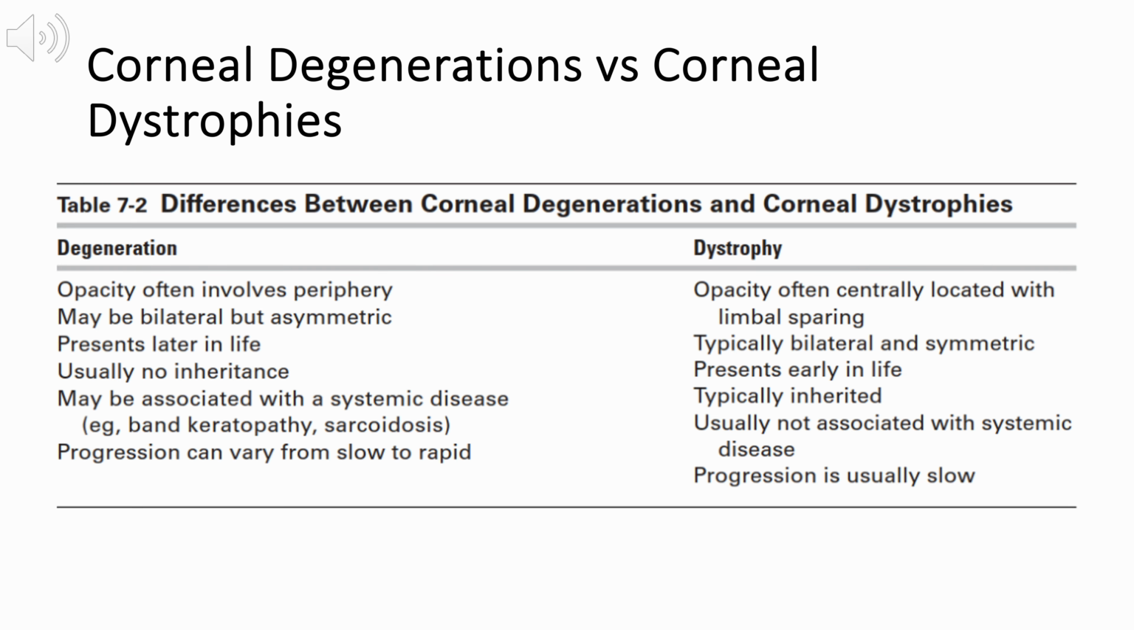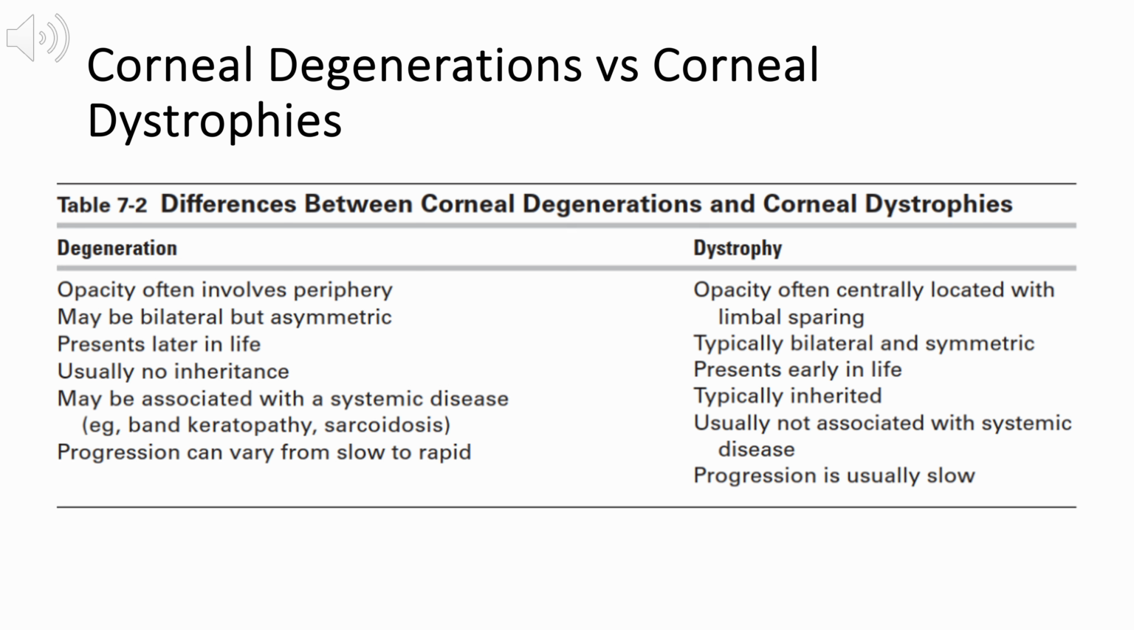Before we start the conversation of corneal degenerations, it's important to distinguish them from corneal dystrophies, as they differ in several key aspects. Degenerations often involve opacities in the periphery of the cornea, may be bilateral but asymmetric, and typically present later in life. They usually have no hereditary component and may be associated with systemic diseases such as band keratopathy or sarcoidosis. The progression of degeneration can vary from slow to rapid.